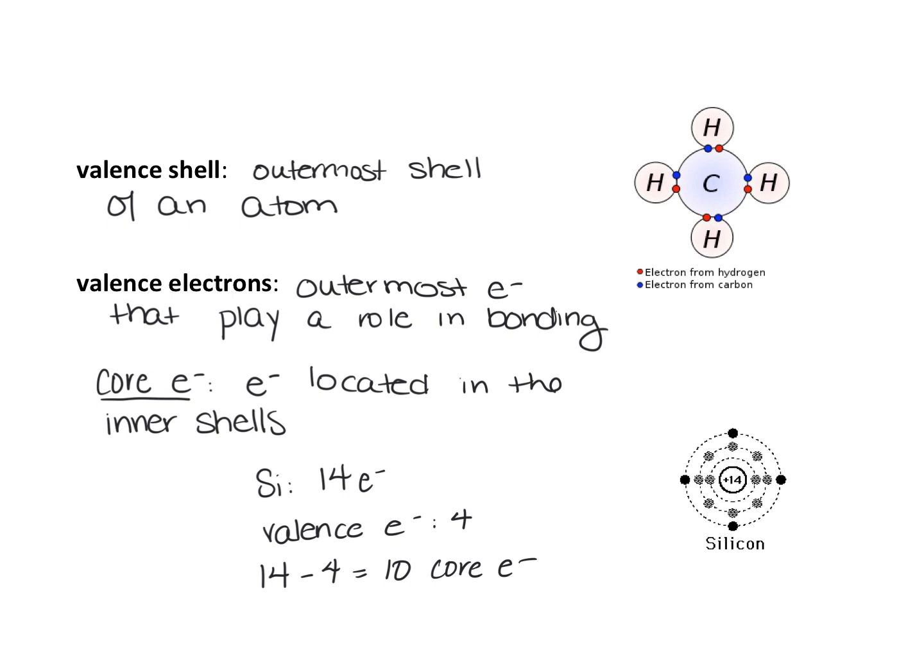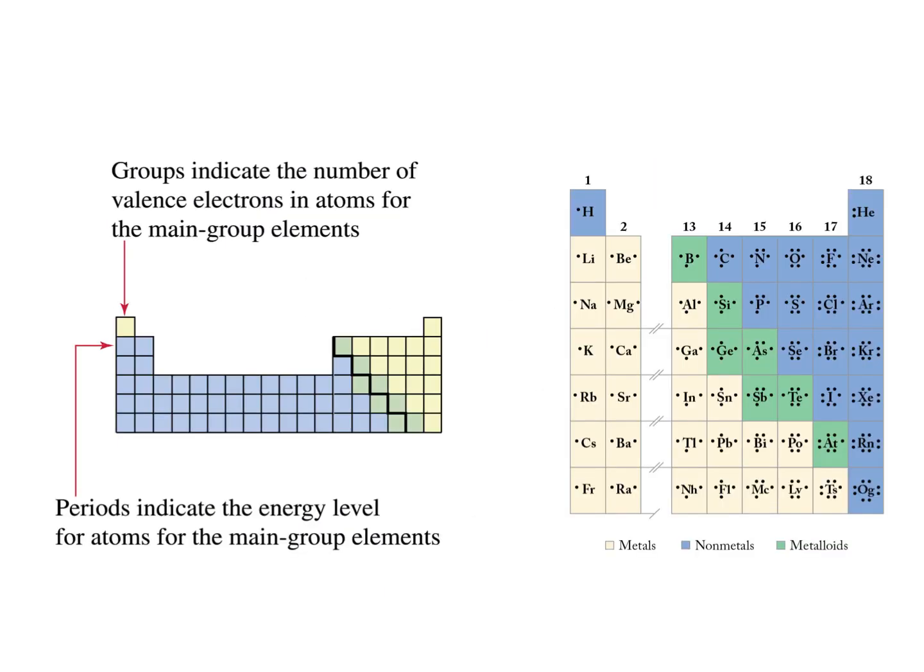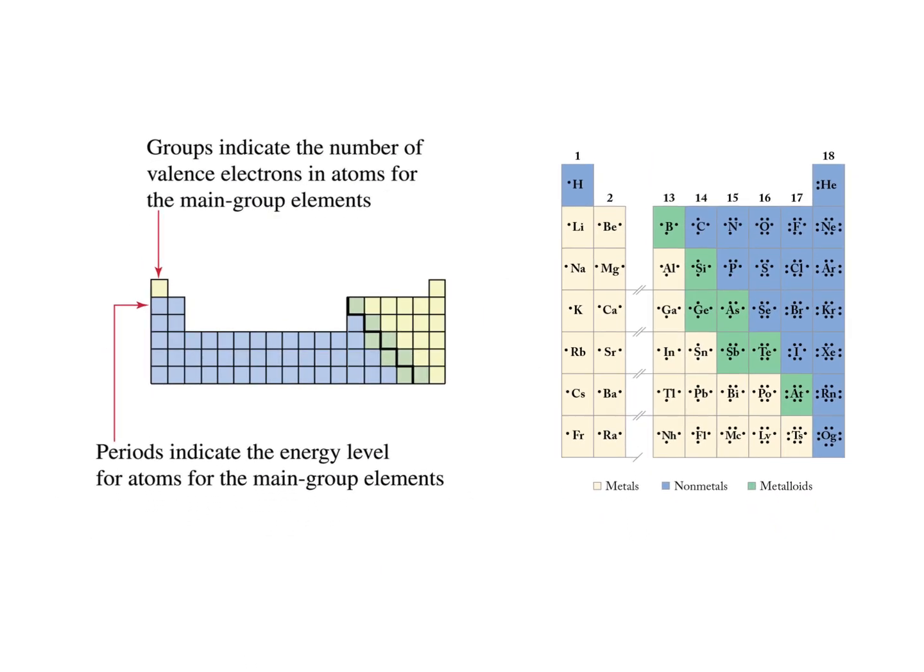So without having to look at this diagram of every element, there is another way to know how many valence electrons each element has. And that is to use the periodic table. Now, we're going to talk about the periodic table in another screencast, but I want you to look at these two very abbreviated versions of the periodic table. And I want you to look here.